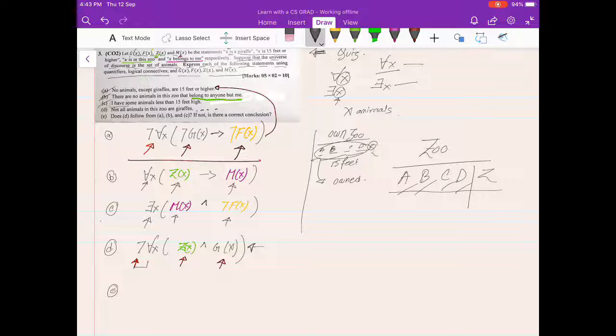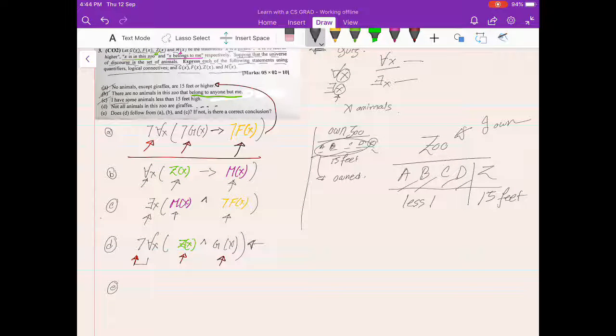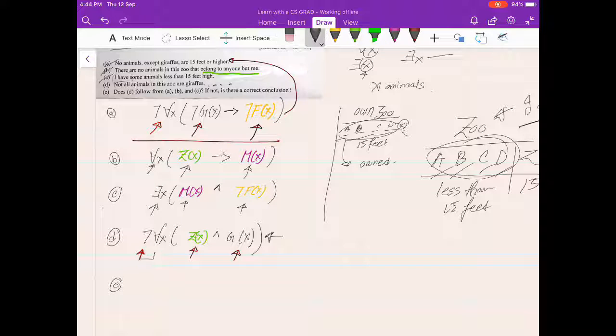Does it follow from A, B, and C? A: no animals except giraffes are 15 feet or higher, so only the giraffes are 15 feet. There are no animals in that zoo that belong to anyone but me, so I own the zoo. All of these animals belong to me. I have some animals less than 15 feet, so these are less than 15 feet. So finally we can say not all animals in this zoo are giraffes. This is satisfied because I own that zoo and I have other animals too. So D does follow from A, B, and C.